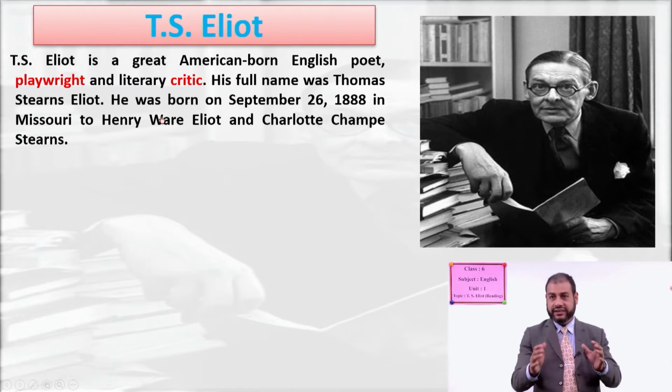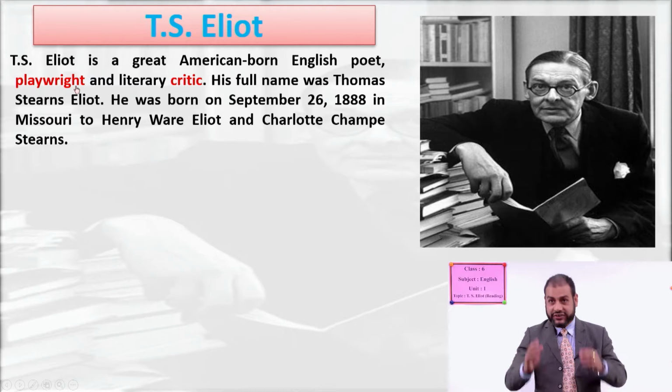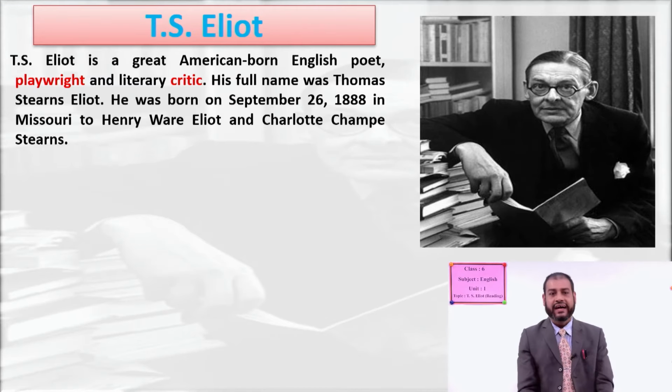Now, here you can find the facts of this person. See, he is a great American-born English poet and he is a playwright. You have to guess about the meaning of this word. Later on, I will discuss it, okay? But you have to just think in this context. And a literary critic also. So these two highlighted words, you have to try to find out the meanings. Just guess, just think, okay? His full name was Thomas Stone Eliot.